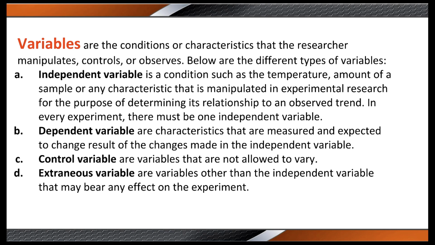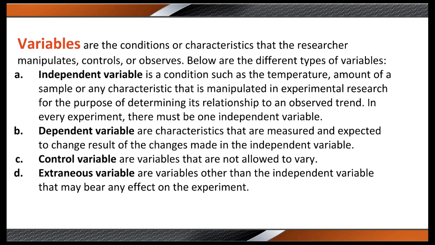All right, so what are these variables I was talking about? Variables are conditions or characteristics that you, the researcher, are able to manipulate, control, or observe. There are different types of variables. You have the independent variable, the thing that stands out on its own. It's the condition, such as temperature, amount of sample, or characteristic, that you're going to be manipulating, like the fertilizer, in the experimental research for the purpose of determining its relationship to an observed trend. Will that fertilizer cause the plant to grow better?